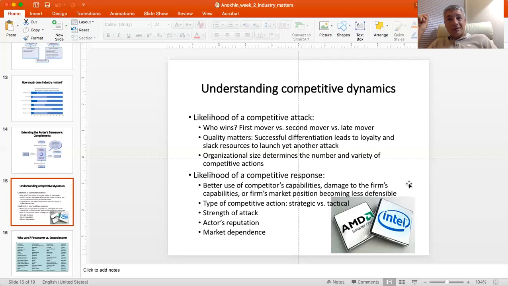So competitive attack is not very likely to come from a really large organization, right? They are complex to manage. They have a lot of things to worry about. So they're not the ones you should necessarily watch.